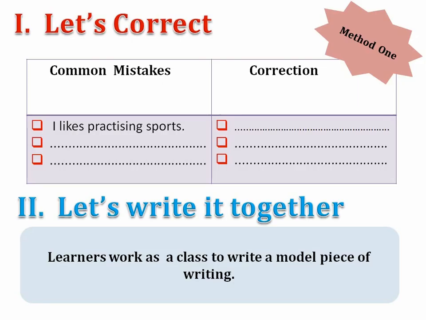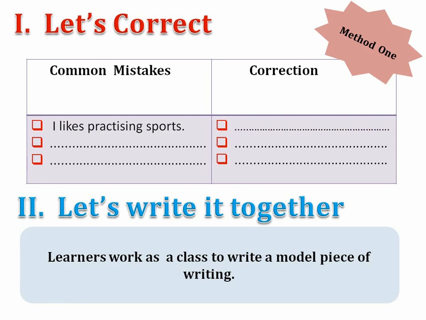The first method consists of two parts. The first one is let's correct. This step aims at drawing learners' attention to the types of mistakes they have made. The teacher draws on the board the table and writes the mistakes as they appear in learners' pieces of writing. Then, learners interact with one another and with the teacher to identify the type of mistake in each sentence and to suggest and provide the correct forms.